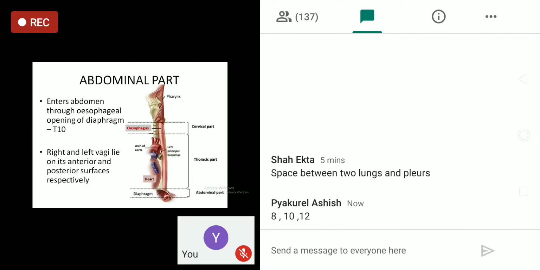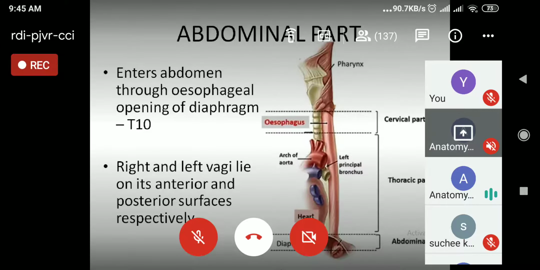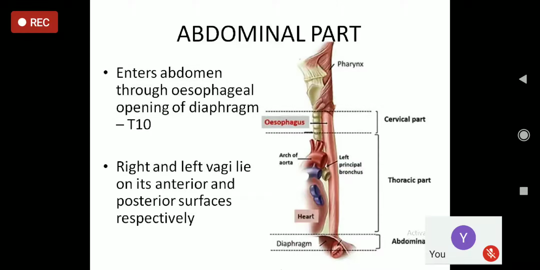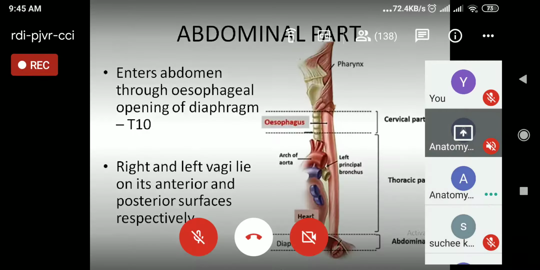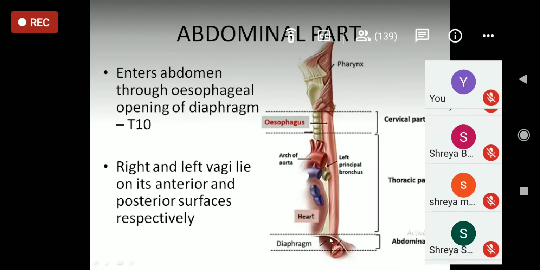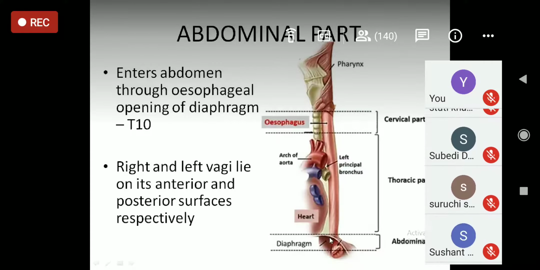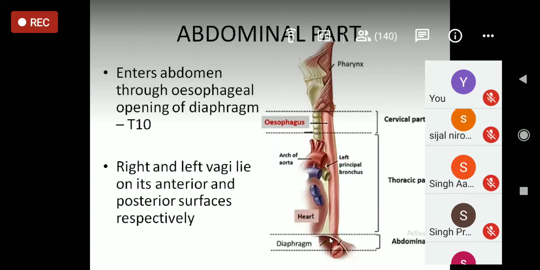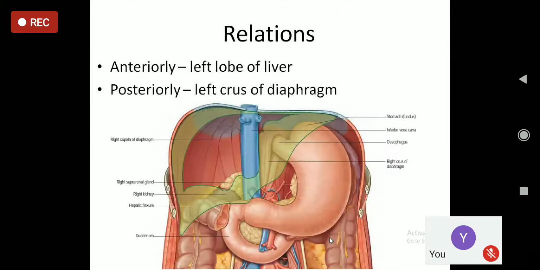So you can say the abdominal part of esophagus extends from the 10th thoracic vertebra where it pierces the diaphragm to the 11th thoracic vertebra where it becomes continuous with the cardiac end of the stomach. Okay, so this is very short, measuring about 1.25 centimeter in length. The right and left vagus nerves lie on the anterior and posterior aspect of the abdominal esophagus, and these later on become the right and left vagal trunks. So this is about the extent and location.